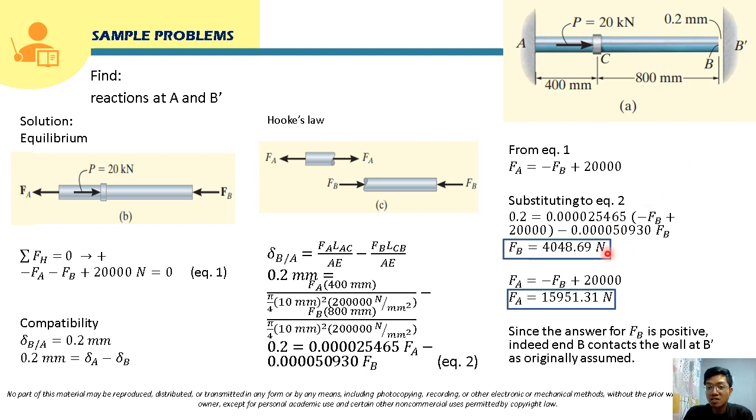Since our answers are positive. But class, take note that if our answers here are negative, the problem would be statically determinate. That means that end B doesn't touch B prime or the wall even after application of this force P. In that case, the problem will just be statically determinate since there will be no reaction here at end B. So we can just solve for FA as 20 kilonewton, and the reaction at point B will just be 0. So take note of that, class. So these will now be the answers for this problem.